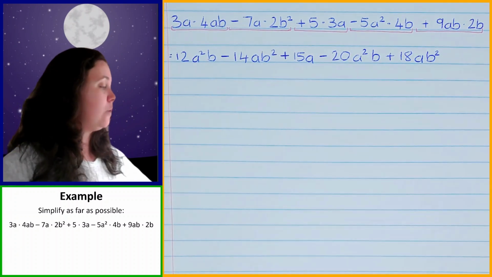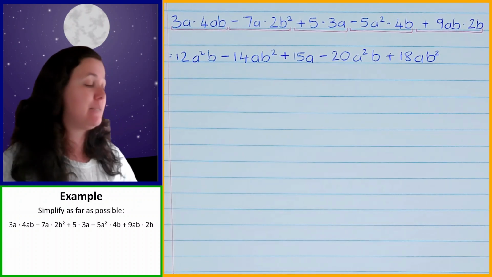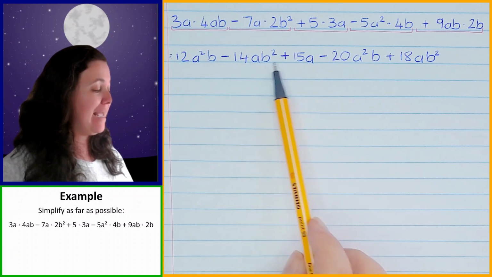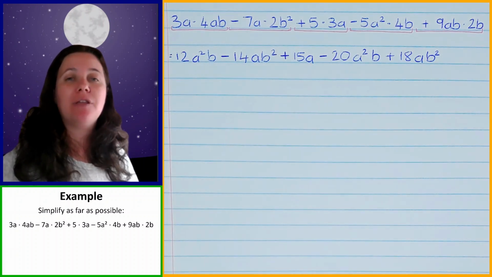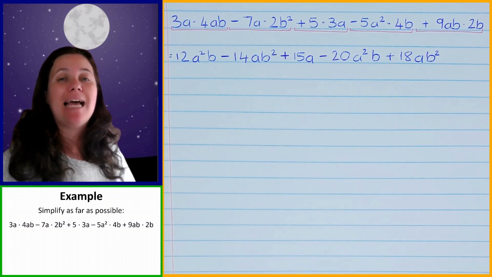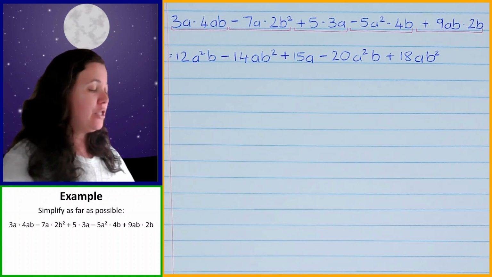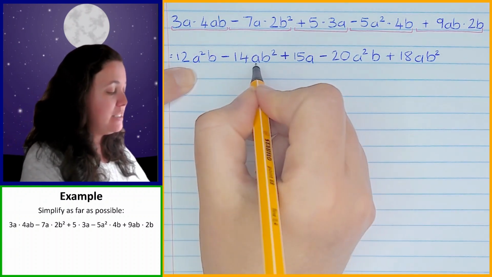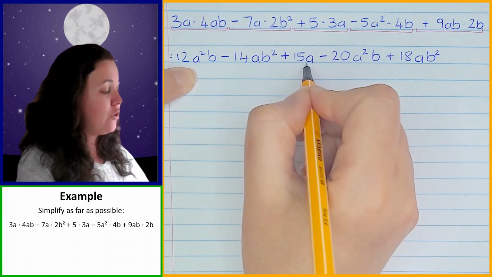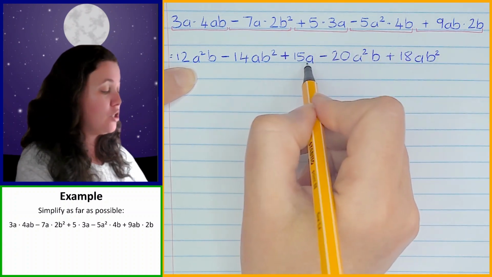So I want to identify which terms have exactly the same variables and exponents. Now, all of these, except for that one, all of them have got a's and b's. But just having the same variables isn't enough. They have to have the same number, the same variables, and the same exponents on those variables. So over here, this is a squared b. This is ab squared. They're not the same as each other. They're not like terms. Over here, I've got a. It's got an a, but it doesn't have b, and it doesn't have b squared. Okay, so that's also not the same.